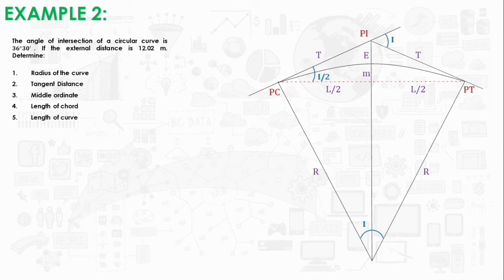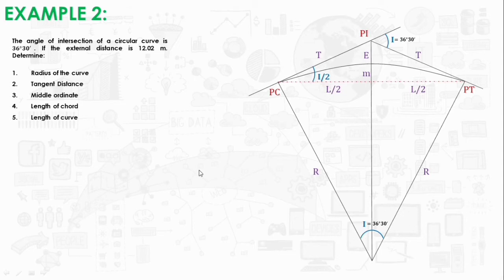Next, in our problem, the angle of intersection is equal to 36 degrees and 30 minutes, and the same with the central angle, which is equal to 36 degrees and 30 minutes. So therefore, I over 2 is 18 degrees and 15 minutes.